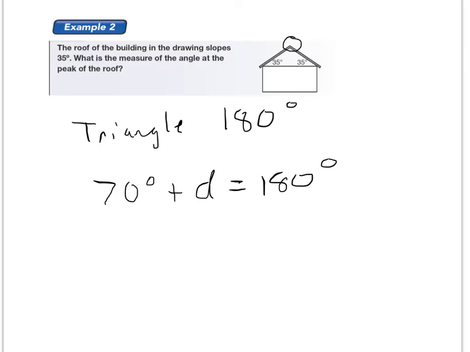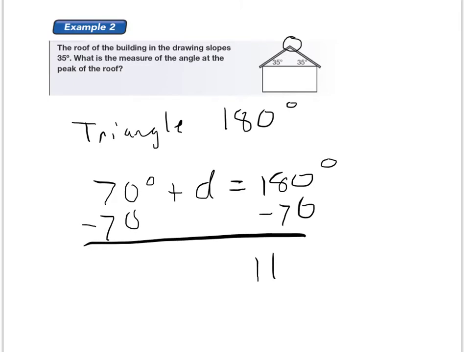Okay, there's a nice equation for that. The amount of the angles I already have, 35 and 35, plus my missing angle have to equal 180. So I would solve this by subtracting 70 from each side, and I would get 110 degrees is the measure of the angle at the peak of the roof.